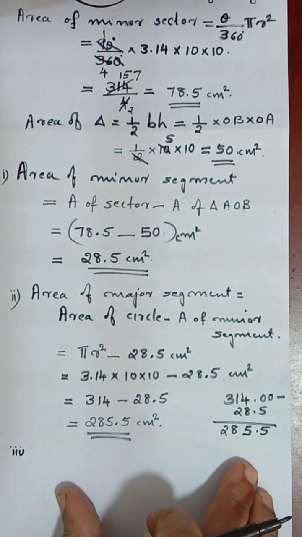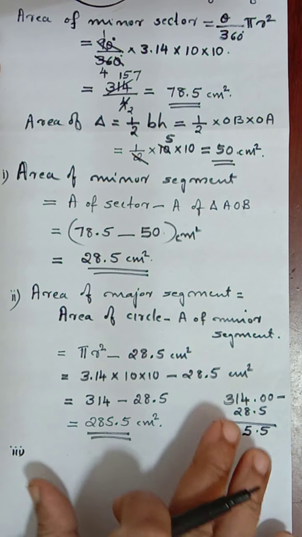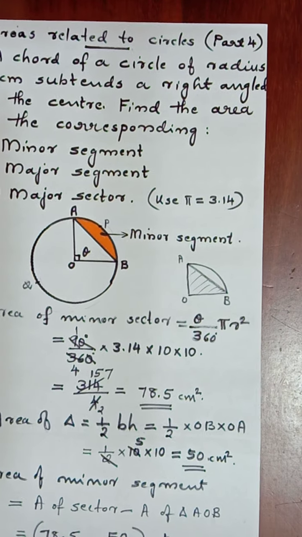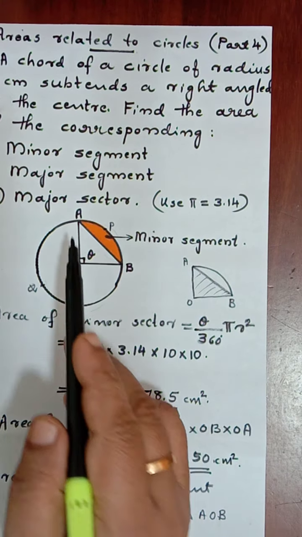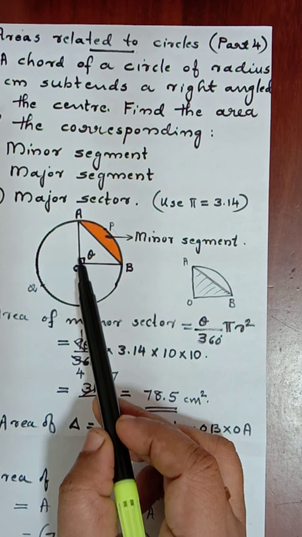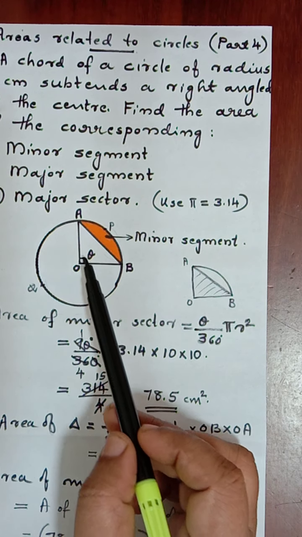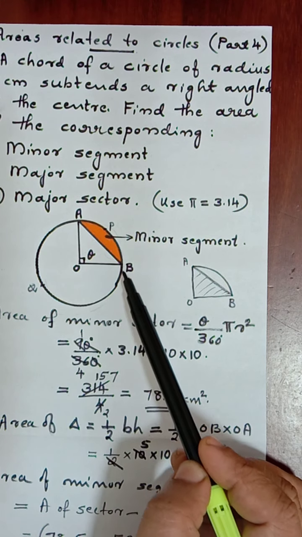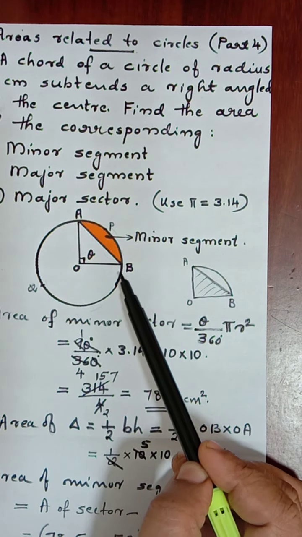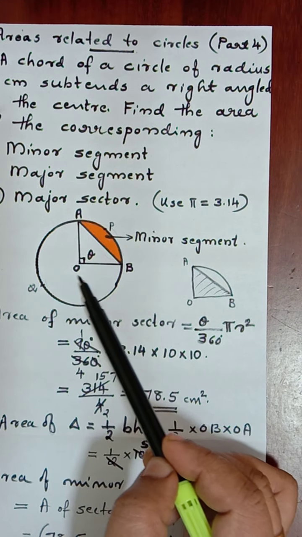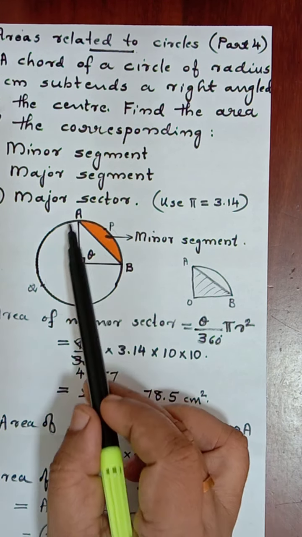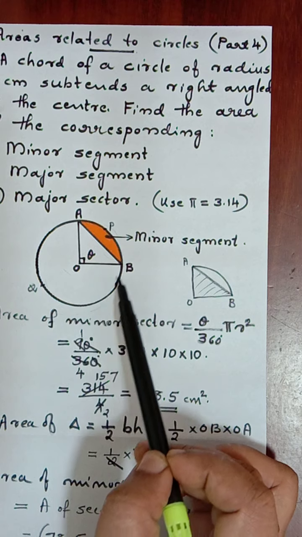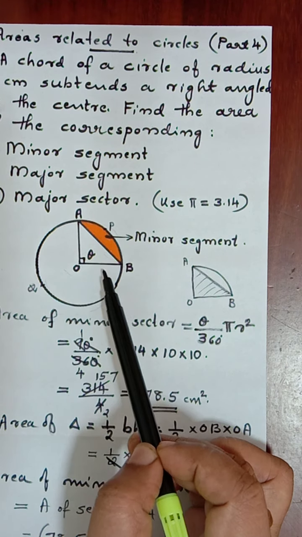Next we have to find out the area of the major sector. How do we get the area of the major sector? Again, by seeing the figure you will understand. A sector is formed between an arc and two radii. Here the two radii are OA and OB. AQB is the major arc. Between the major arc and these two radii, we have the major sector. The first portion AOB is removed. So this portion AQB with these radii, this area is the major sector.